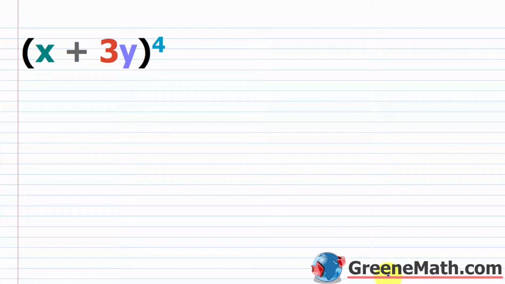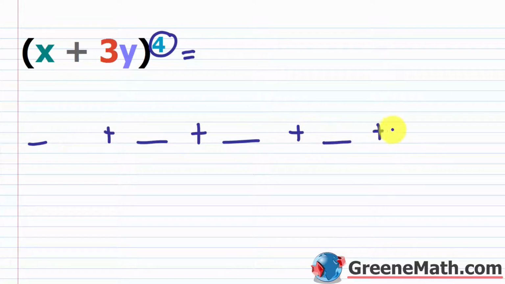Okay, let's look at a harder example, or I would say not harder, more tedious. So here we have x plus 3y raised to the 4th power. Let's go ahead and set this up. I know I would have 5 terms. So 1, 2, 3, 4, 5.